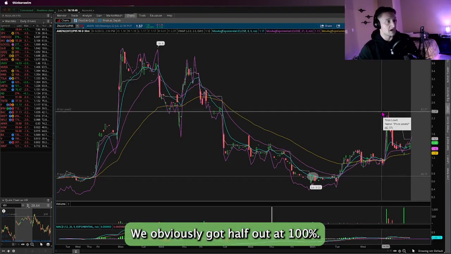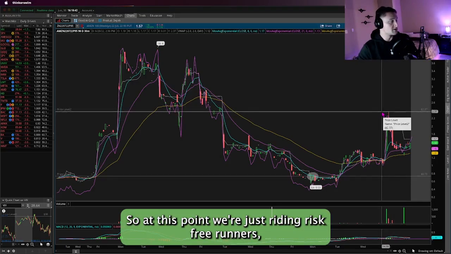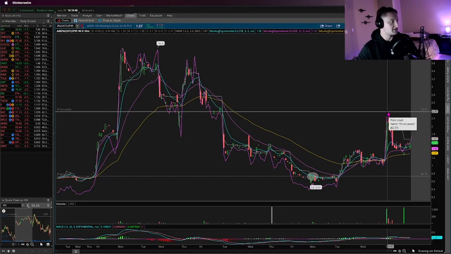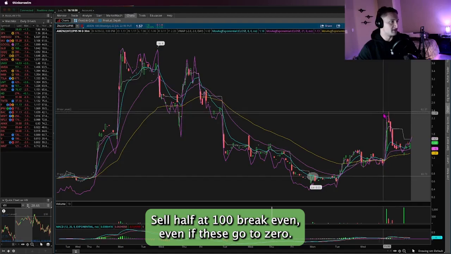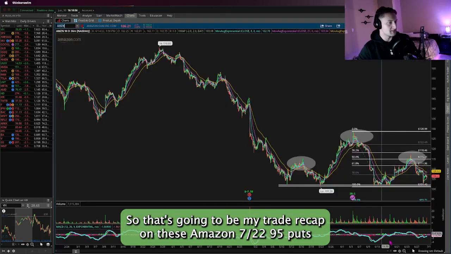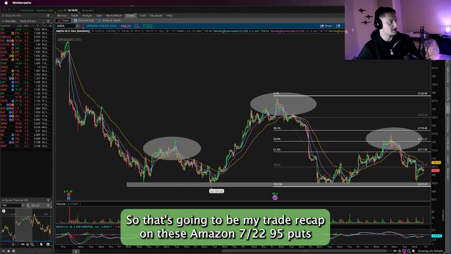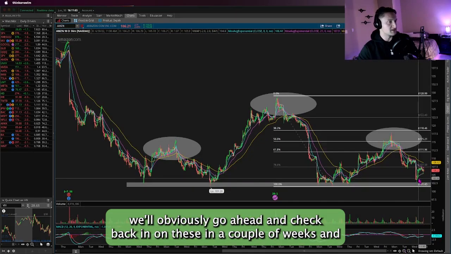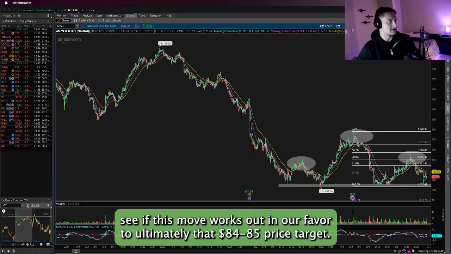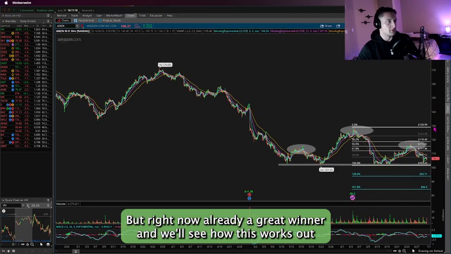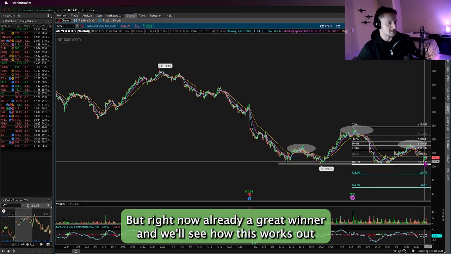Really can't complain. We obviously got half out at 100%. So at this point, we're just riding risk-free runners. Took our cost basis already out of this, right? Sell half at 100, break even if these go to zero. Now we're just going to nurse these over the next couple weeks and hopefully see this move solidify. So that's going to be my trade recap on these Amazon 722.95 puts. We'll check back in on these in a couple weeks and see if this move works out in our favor to ultimately that $84, $85 price target. Right now, already a great winner, and we'll see how this works out in the next couple weeks.